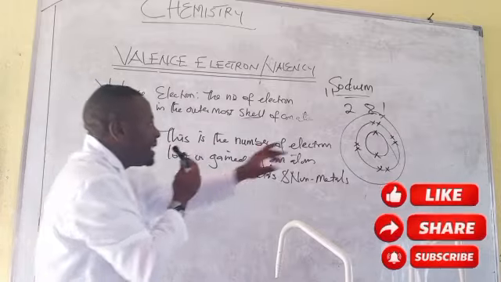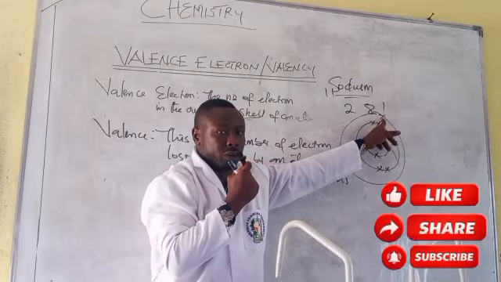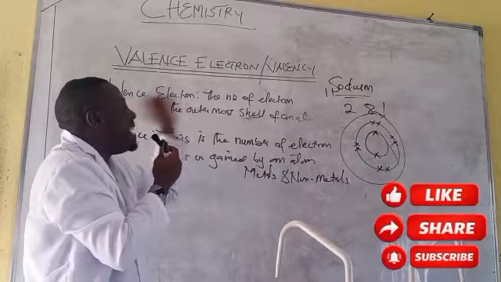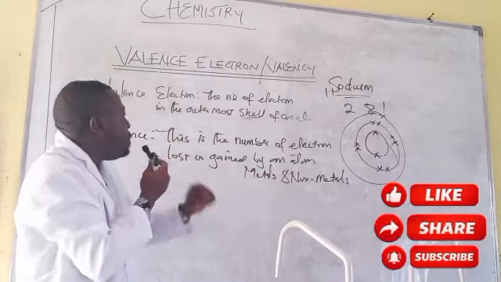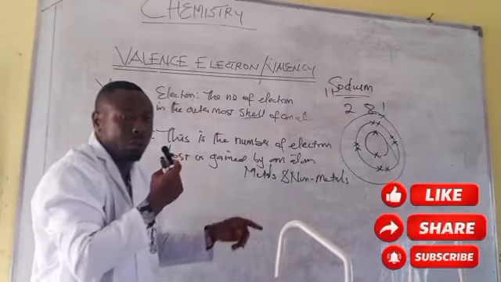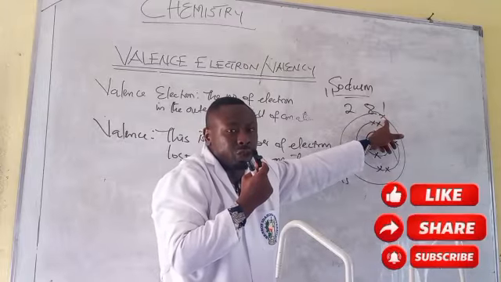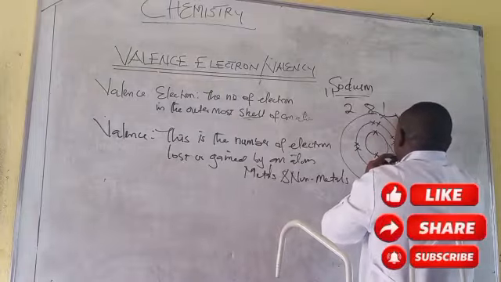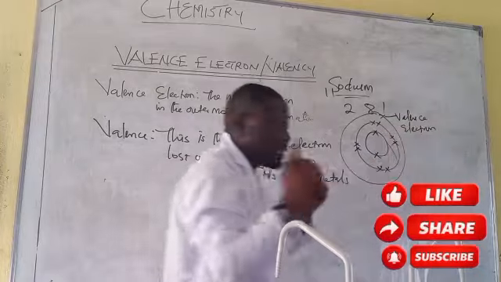Please take note. This one electron in the outermost shell is also called the valence electron. The definition of valence electron is the number of electrons in the outermost shell of an atom. I repeat, the number of electrons in the outermost shell of an atom. So this particular electron is the valence electron for sodium. Please, this must be noted.